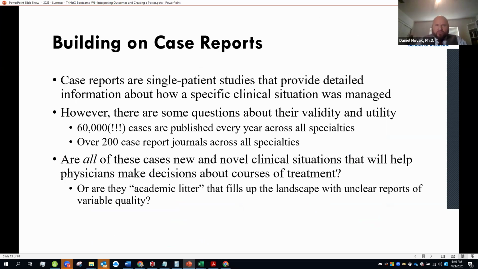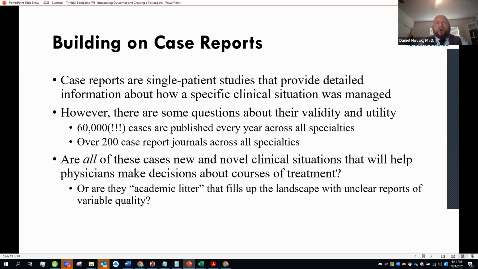So one thing I've seen a lot of students bring is case reports. Students do by nature a lot of case reports, and case reports, for those who are not familiar, are single patient studies that provide really detailed information about how one specific clinical situation was managed. However, there are some real questions about the validity and utility of these. For example, over 60,000 cases are published every year across all specialties, and over 200 case report journals exist across all the specialties. That is a lot of pixels being used for these case reports.